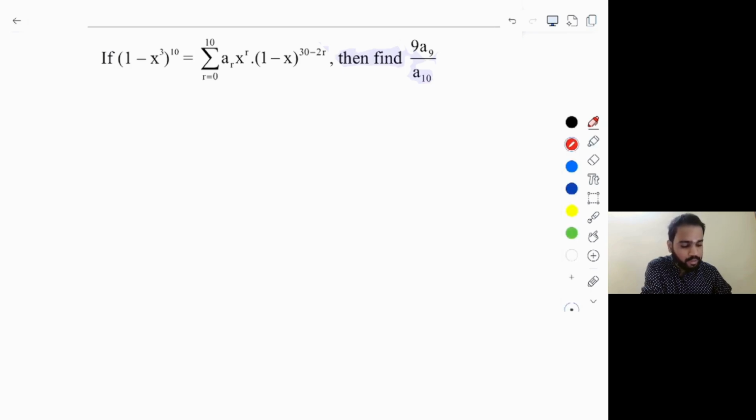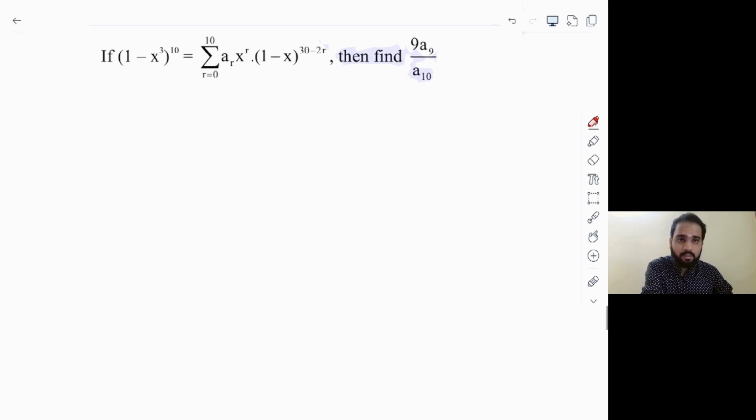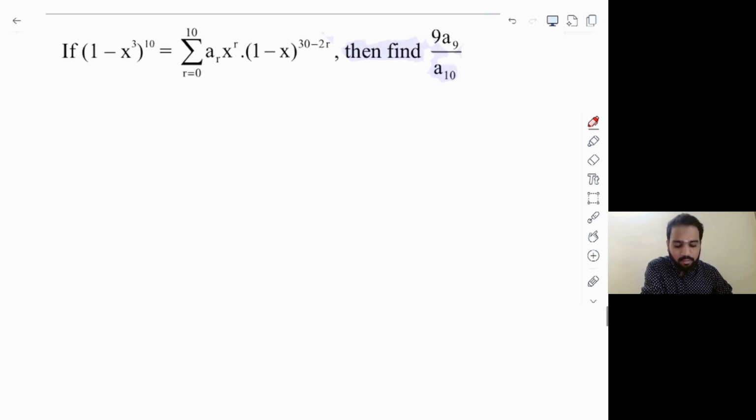It is a very interesting question from binomial theorem chapter. And once again, many students try to waste their time in this question. And for such question, we have some simple tricks which we need to follow. So look at the question, (1 minus x cube) whole to the power of 10 is equal to sigma r is equal to 0 to 10 a r multiplied by x to the power of r multiplied by (1 minus x) to the power of 30 minus 2r. So we have to do the smart work here.